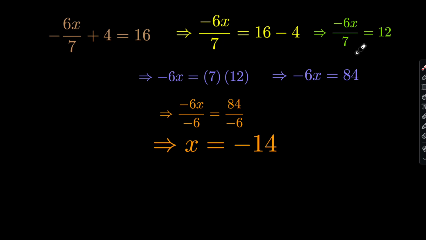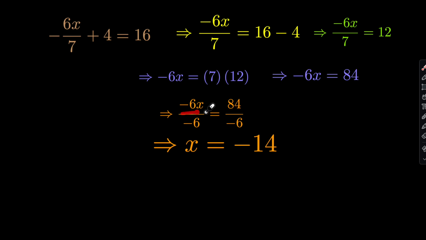Again we are doing a cross multiplication, no plus minus term. So negative 6x is equal to 7 times 12. Negative 6x is equal to 84. Be very careful when you're dividing. Divide both sides by the negative 6, because the coefficient here is negative 6.